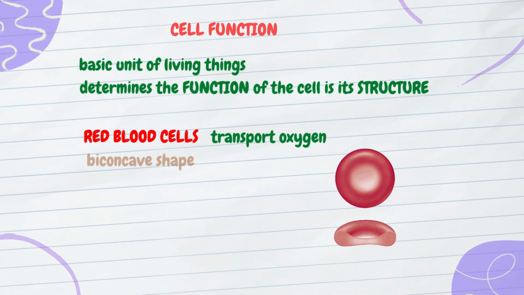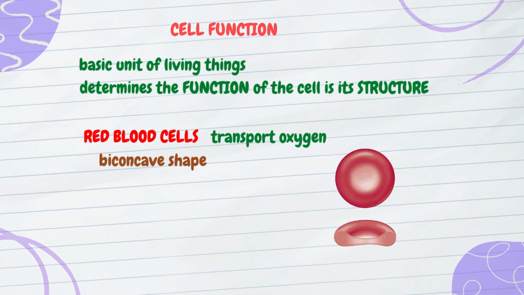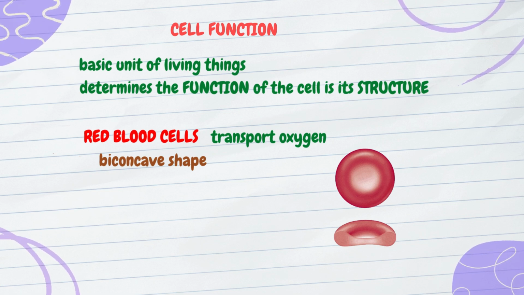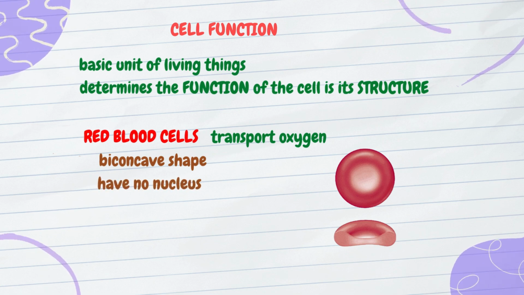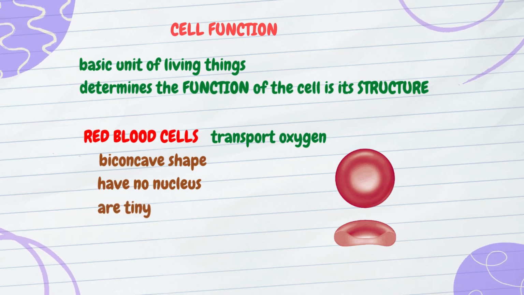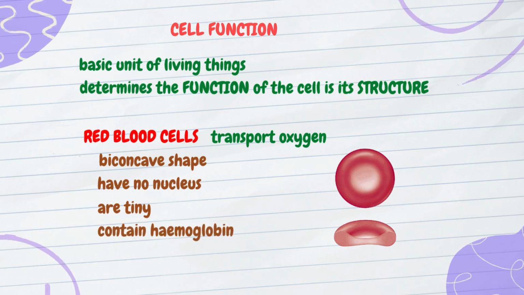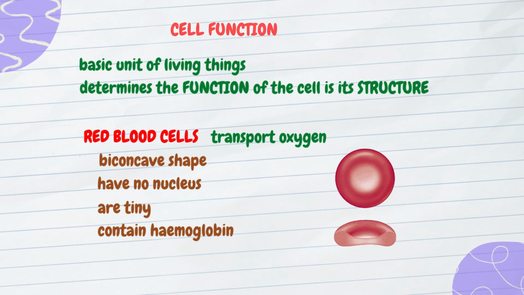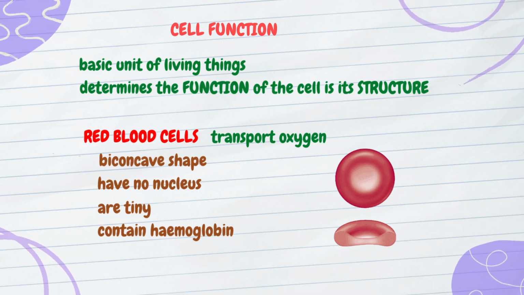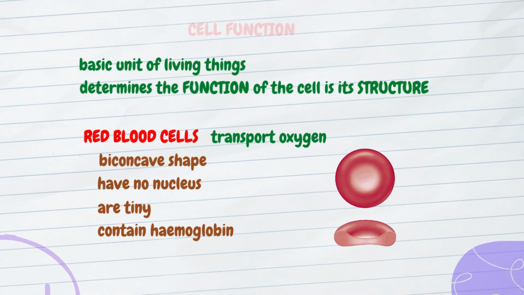These features include a biconcave shape with a thick rim and a thin center, providing a large surface area for oxygen transportation. They have no nucleus, leaving more room for oxygen transportation. They are tiny, enabling them to squeeze through narrow blood vessels. And they contain hemoglobin, a substance in red blood cells that oxygen binds to. Having all these features enables red blood cells to be suitable for the transportation of oxygen throughout the body.